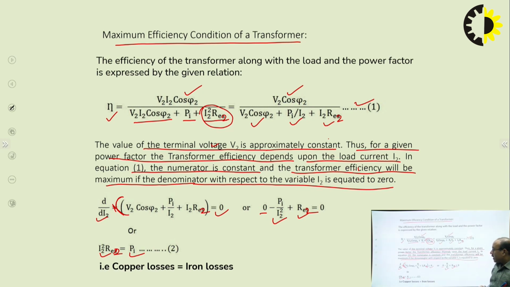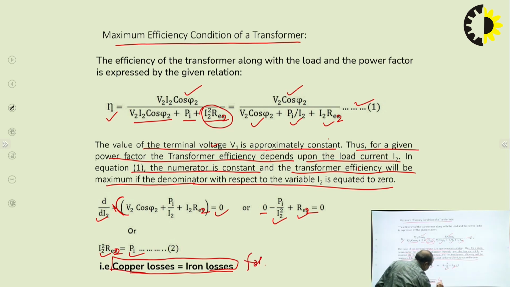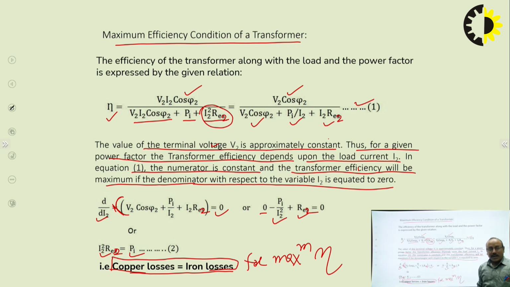As a result, we get that copper losses should be equal to iron losses for the maximum efficiency condition of a transformer. Or we can also say variable losses equal to constant losses for maximum efficiency of a transformer, the reason being that copper losses are variable losses and iron losses are constant losses. So variable losses should be equal to constant losses so that we can get maximum efficiency of a transformer. That way we get the maximum efficiency condition of a transformer.